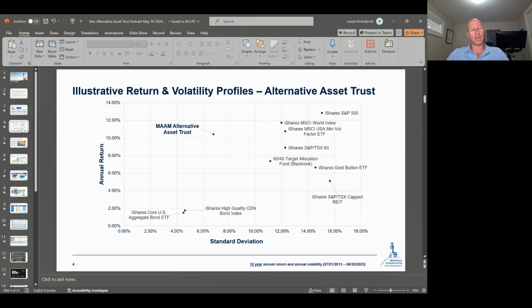And you can see here in this particular schematic, we have the annual return figure on the vertical axis, the y-axis, and the volatility or the standard deviation on the horizontal x-axis.